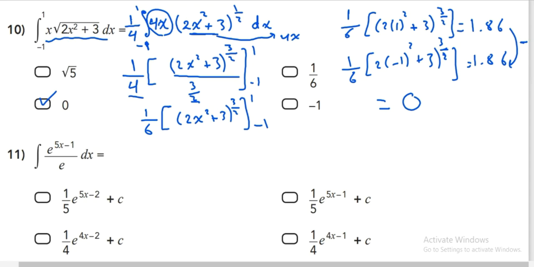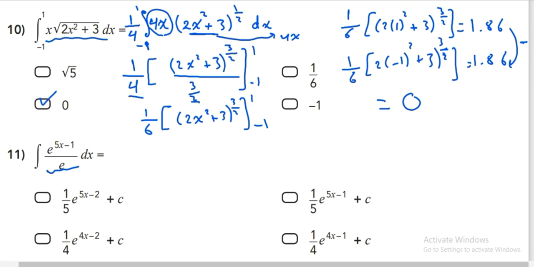Question 11. E to the power 5x minus 1 divided by e dx equal what? Here we want to integrate this expression. I said before, we have any expression in the form of dividing. In differentiation or integration, we have to simplify, or to get rid of the denominator to simplify the expression, using simple form or simple rule.